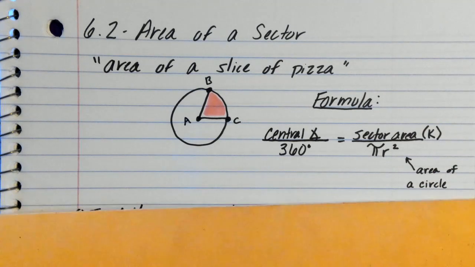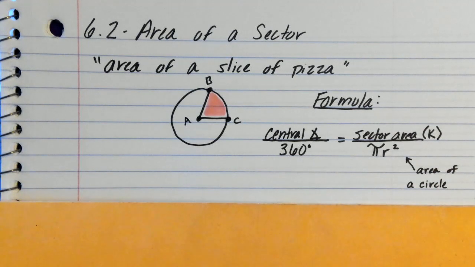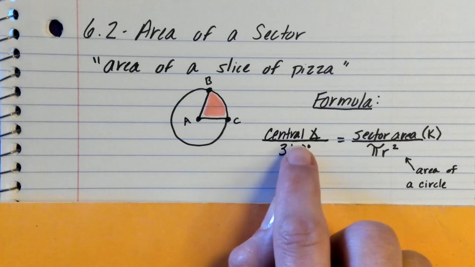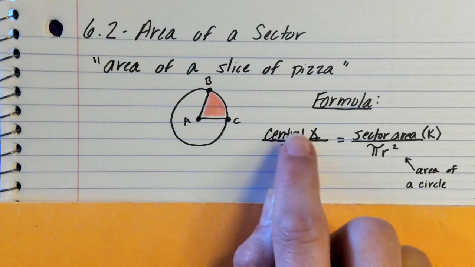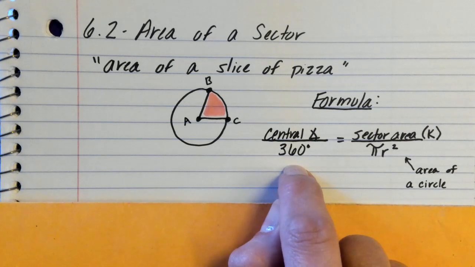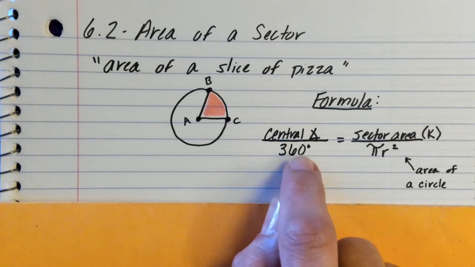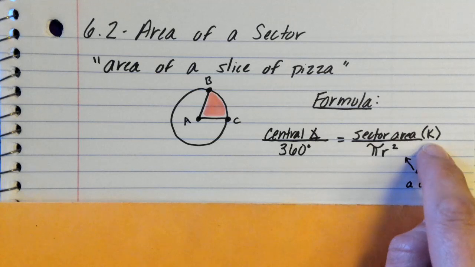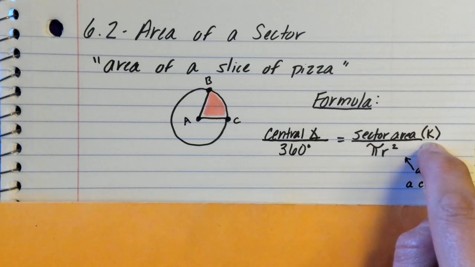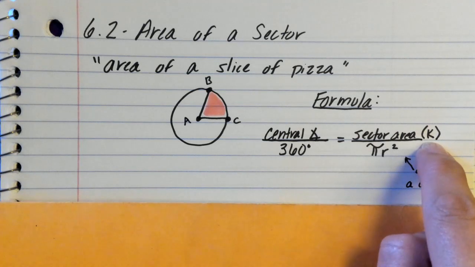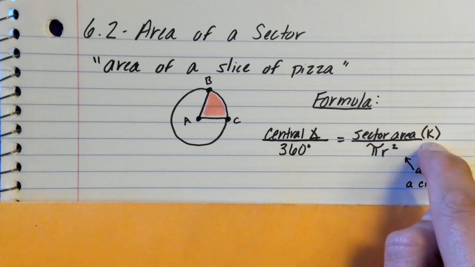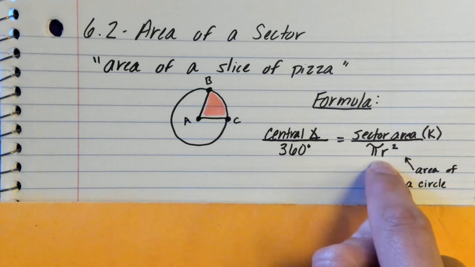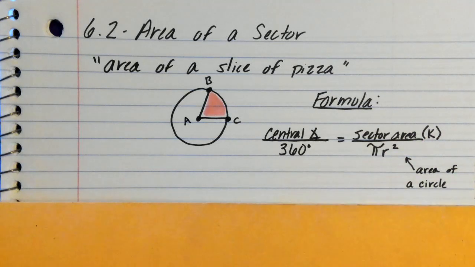There's going to be a formula that you're going to follow. It's going to be proportions. You're going to set up your proportions with your central angle over 360 degrees. So your central angle will be degrees, and so will this. And then over here you will have your sector area, which sometimes is represented with an uppercase K. I do know that the IXL practice problems will have an uppercase K over pi r squared. Pi r squared is simply the area of a circle.